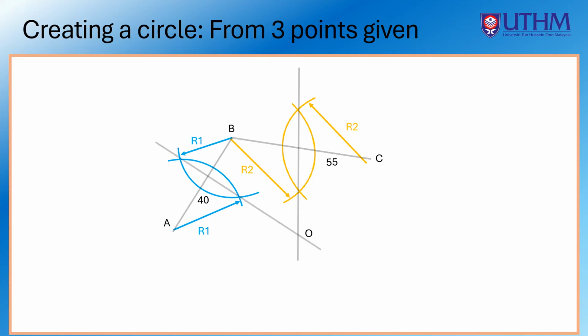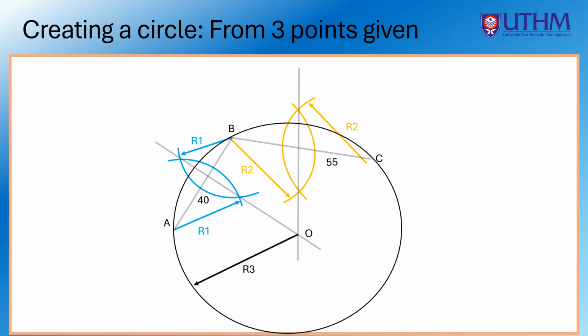By using O as the center point and the radius R3, which is equal to AO, a circle is developed using a compass. The circle shall pass through points A, B, and C. Now you have created a circle from 3 given points.